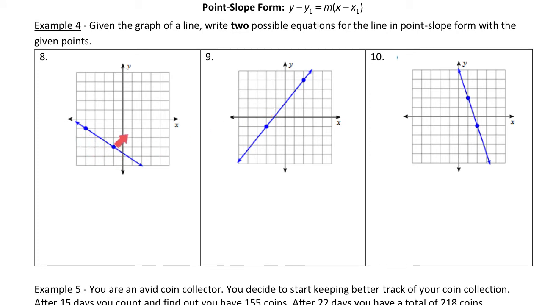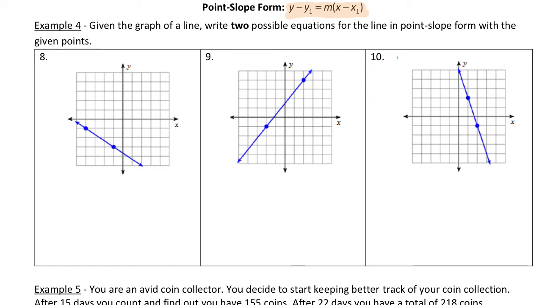So that's why it's important to have this other formula, this point slope form, which we've given you at the top of the page here. So remember, the 2 things that you need to find are a point and the slope. Now, the directions here say we're going to write 2 possible equations for the line in point slope form with the given points.